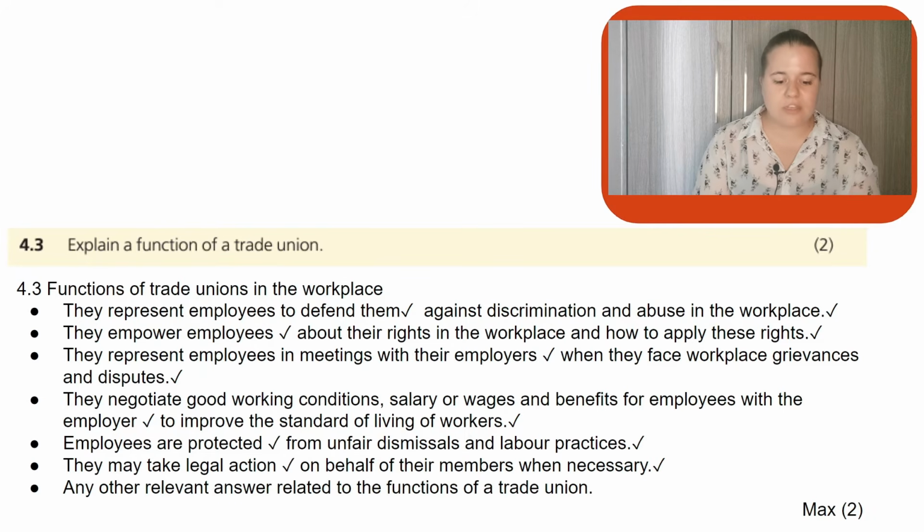They represent employees to defend them against discrimination and abuse in the workplace. They empower employees about their rights in the workplace and how to apply these rights. They represent employees in meetings with their employers when they face workplace grievances and disputes. They negotiate good working conditions, salaries, wages, and benefits for employees with their employer to improve the standard of living for the workers. Employees are protected from unfair dismissal and labor practices. They may take legal action on behalf of their members when necessary. So we needed 2 marks there. You can see the split marking. Just be careful of the split marking.